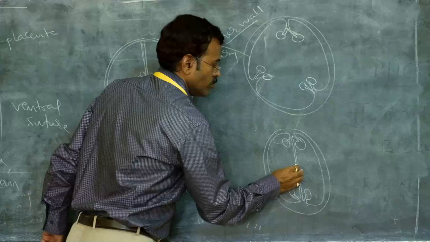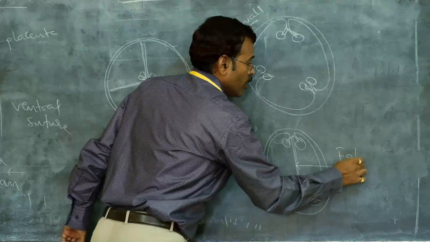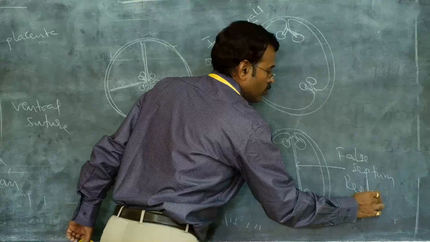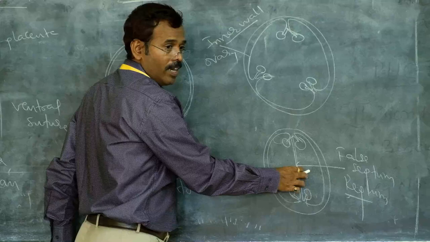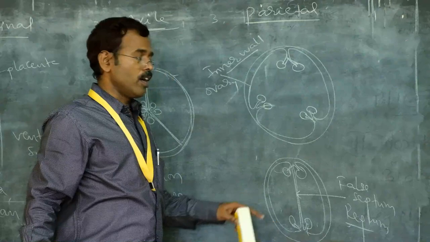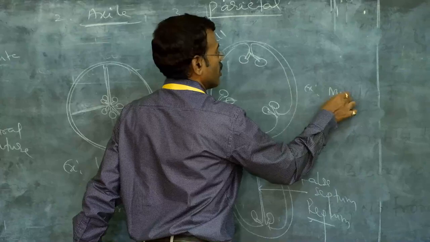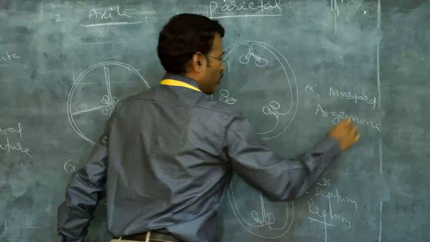In the case of mustard and argemone, there will be development of a false septum. This false septum is known as replum. Hence it appears bilocular, but basically it is unilocular. Due to the development of the false septum called replum, it can appear bilocular. You can see this kind of example in mustard, argemone, etc.